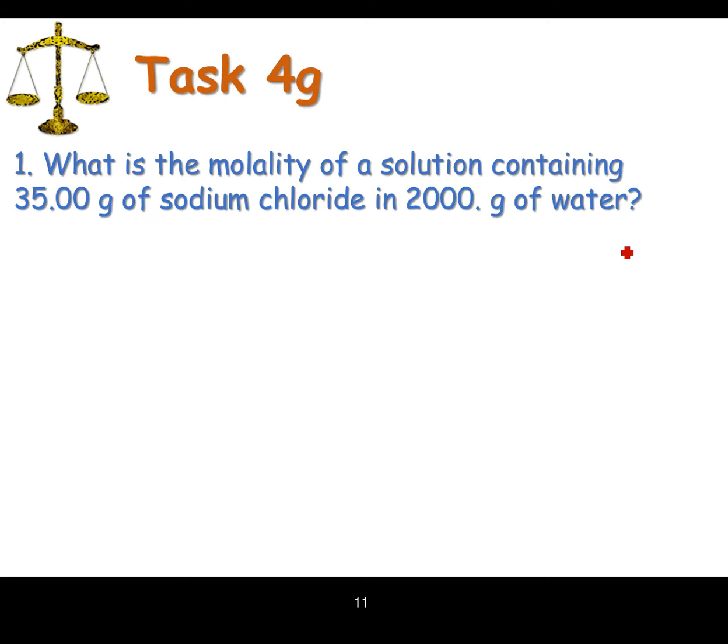So here's an example problem of that. Question is, what is the molality of a solution containing 35 grams of sodium chloride in 2,000 grams of water? So this must be the solute, it's a smaller number. 35 grams of the sodium chloride in 2,000 grams of water. We're going to have to convert these 2,000 grams to kilograms and convert these grams into moles using molar mass, but you guys can handle that.